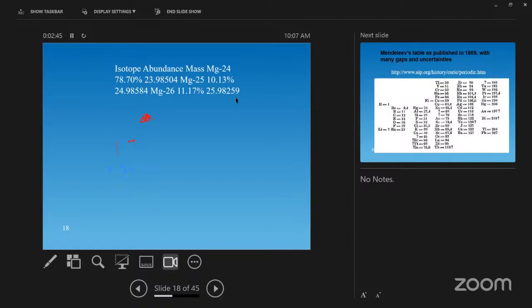So if you guys have done that already, what was the answer you got? 24.30, okay. That sounds about right, because if you compare that to what you get for magnesium, what does it say here? 24.305, which is 24.31, so relatively close. So that's basically how that would work, all right? Okay, let me get back to this here.